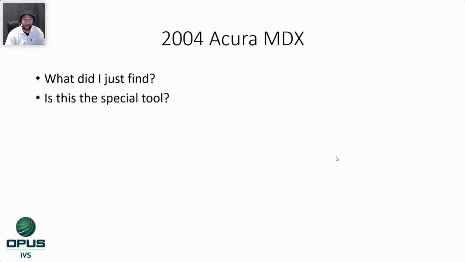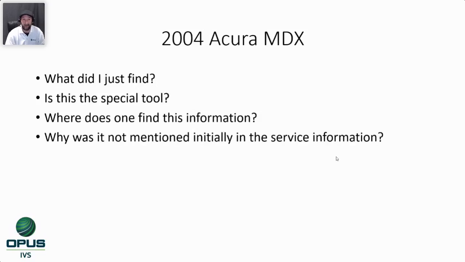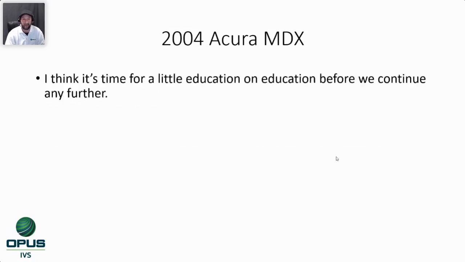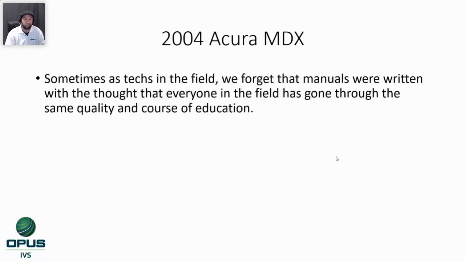So what did I just find? Is it actually the special tool? Is this what it is? Where did I find this information, and why was it not mentioned initially in the service info? It simply said, get a known weight between 55 and 77 pounds. Why didn't it just tell me, go out there and get a coolant jug? So I think it's time for a little education on education before we go any further.